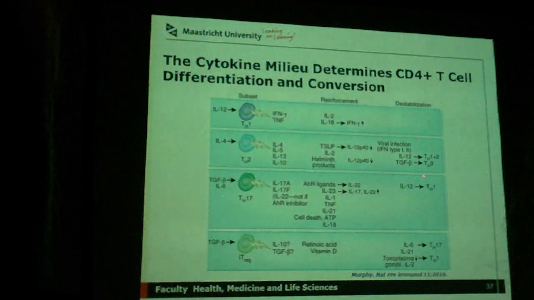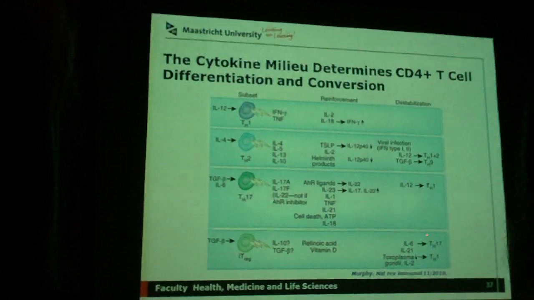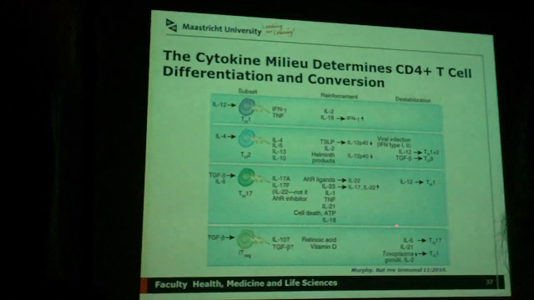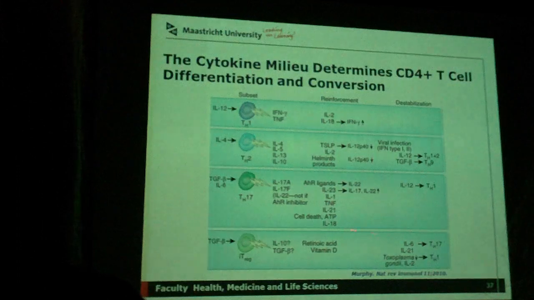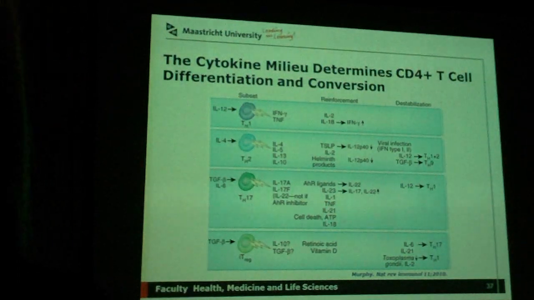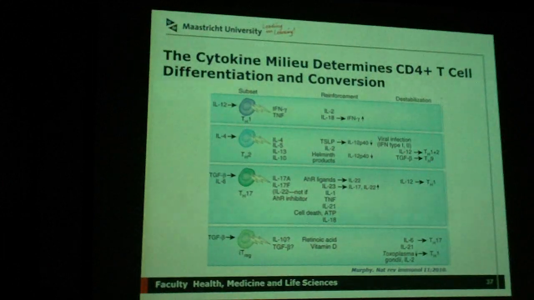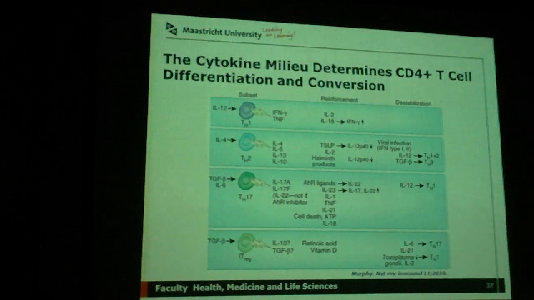A Th17 cell can become a Th1 cell again if there is IL-12 in the environment. And the Treg, a useful Treg, can become a Th17 cell under the influence of IL-6, and this is of course a very dangerous switch. Here you go from an effector cell to another effector cell subtype, but here you can go from a regulatory T cell into an effector T cell, which can really contribute to immune responses.